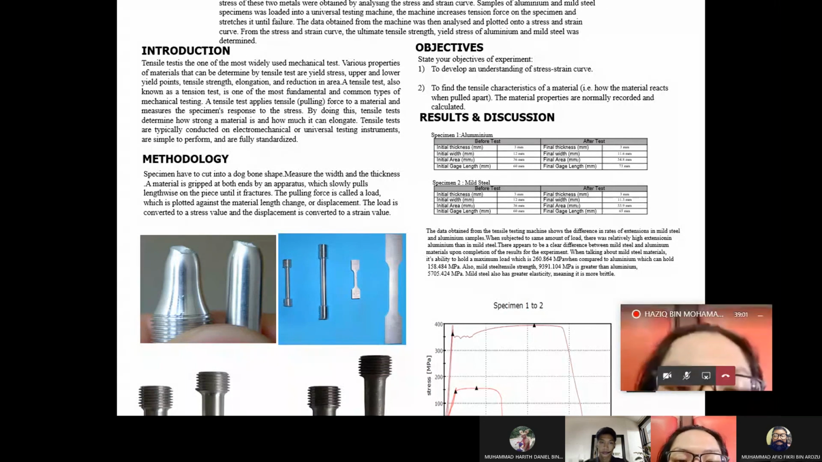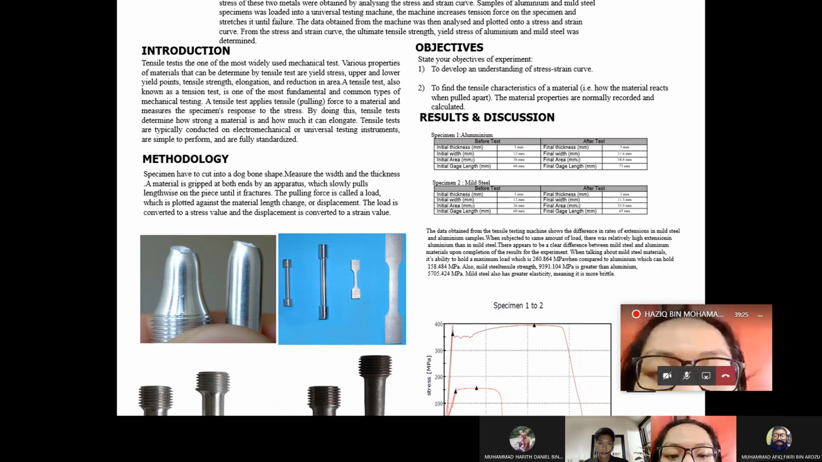Methodology. Specimen have to be cut into a dog bone shape, measure the width and the thickness. A material is gripped at both ends by an apparatus, which slowly pulls lengthwise on the piece until it fractures. The pulling force is called a load, which is plotted against the material length change or displacement. The load is converted to a stress value and the displacement is converted to a strain value.